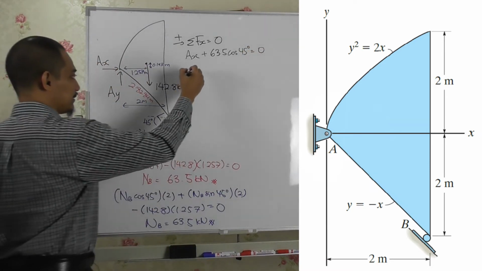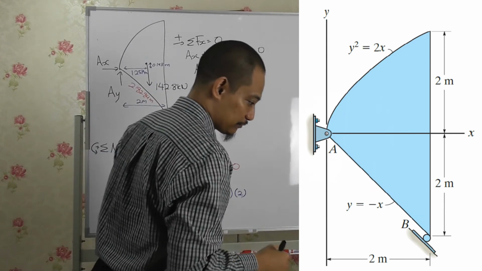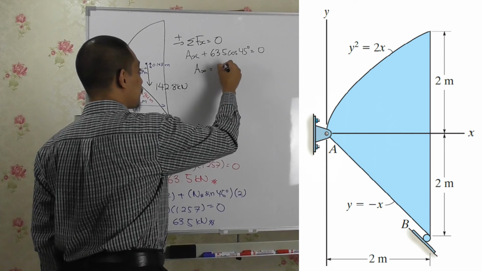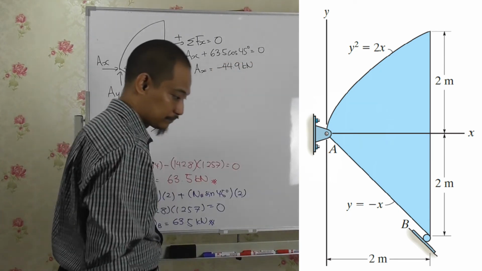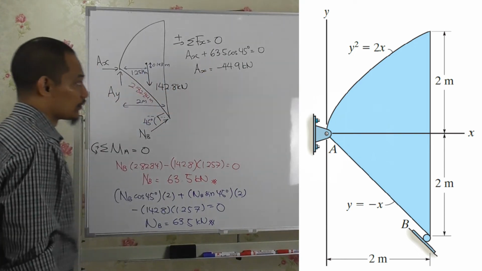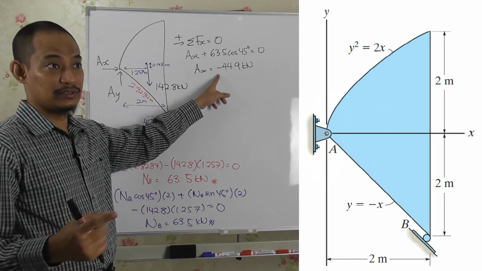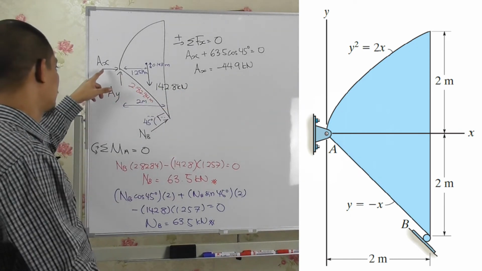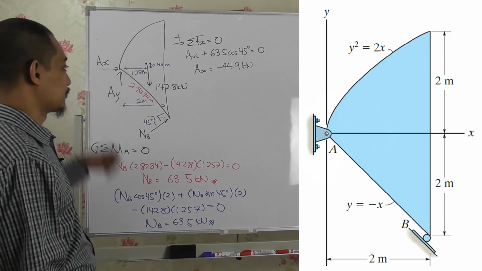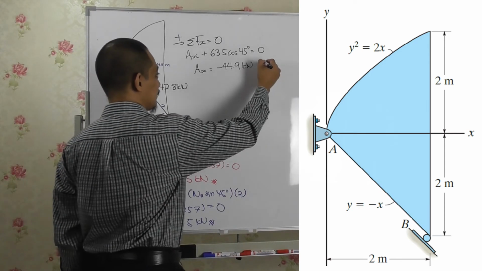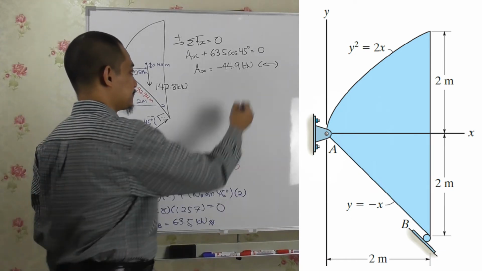So you will actually get Ax equal to negative 44.9 kilonewton. What does that mean? What does this negative mean? Meaning that the assumption is not correct. The actual one is not to the right but to the left. So you just indicate it is actually to the left, right? No problem.